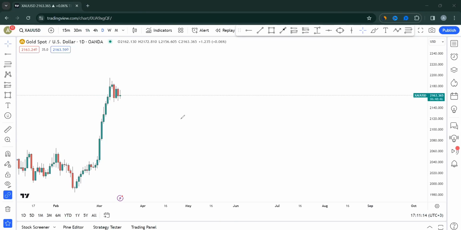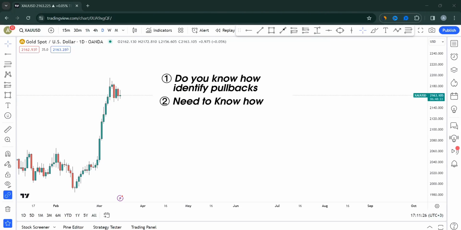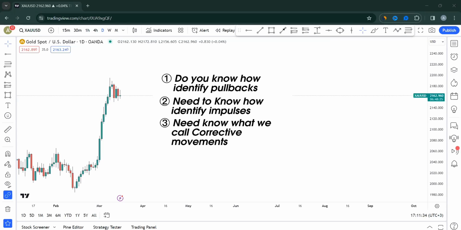Now, I want us to learn also the other things that we've spoken about, but briefly. One of them is, do you know how to identify pullbacks? What we call pullbacks, right? Then secondly, you have to know how to identify impulses, right? We have spoken about it briefly. Then also you need to know what we call corrective movement, right? So pullbacks, PB, and then impulsive moves, and then corrective moves. Let's first speak about pullbacks.